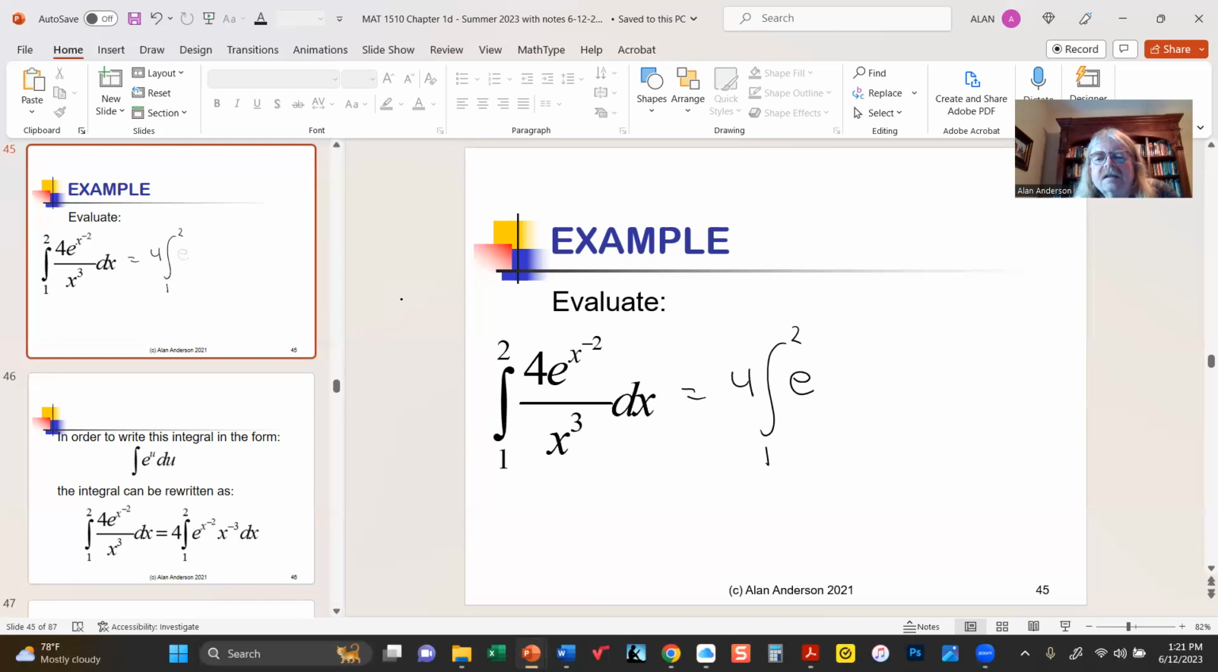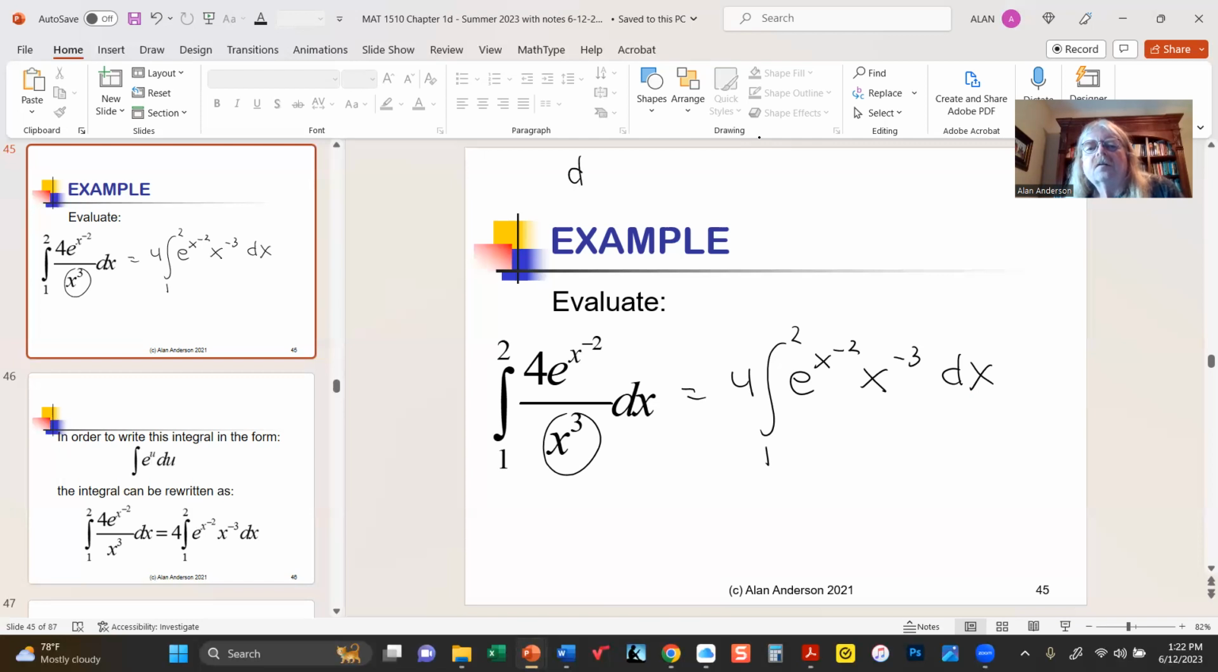Then we have e to the x to the minus 2 power. Now, this x cubed, since it's in the denominator, of course, is equal to x to the minus 3 power. So now what we're going to do is look for a definition for u. And of course, when we choose u, we have to understand that we also need a dx, a du rather. And so let's think about this. Look at this exponent, x to the minus second power.